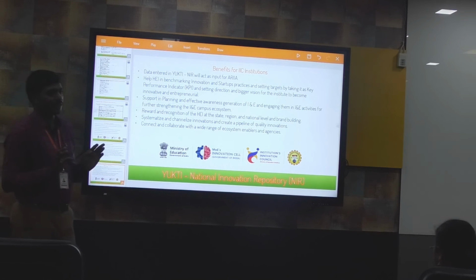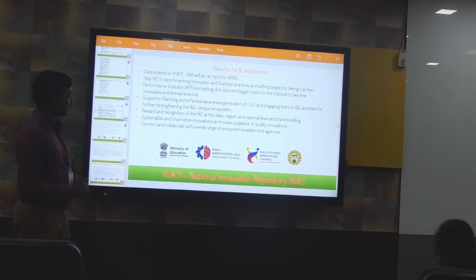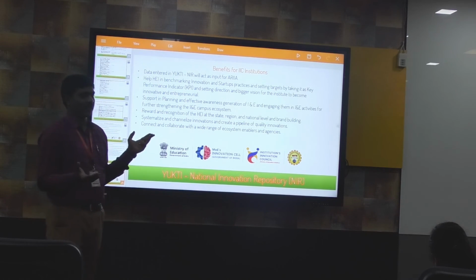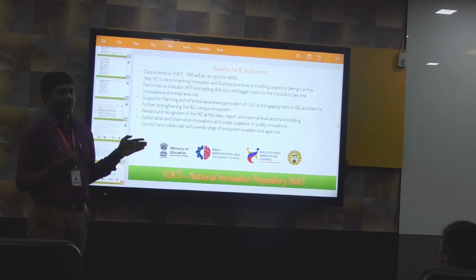Based on that, we can define some benchmarking or key performance indicators to grow our institution, and it also supports planning and effective awareness generation. Through these initiatives by the Institutional Innovation Council of the Ministry of Education, they are coming up with many activities. If all the students and faculty take part in these activities throughout the year, they will understand the complete ecosystem in the innovation and entrepreneurship arena, so that they can plan for their own ventures and become entrepreneurs in the future.